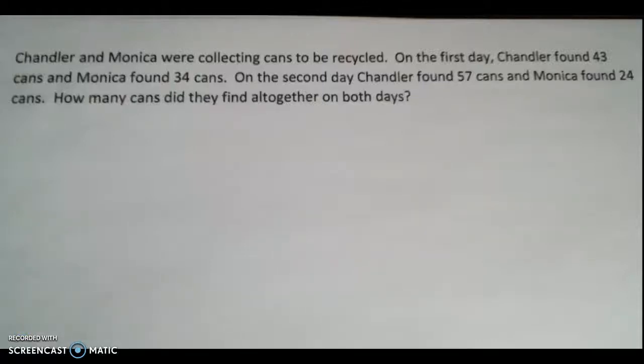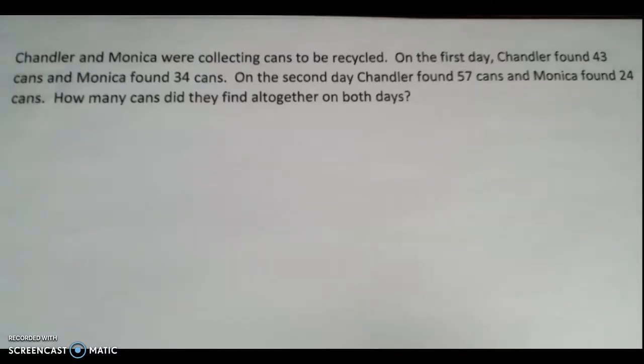Welcome back, second grade mathematicians. Today we are going to work on adding up to four two-digit numbers. Today we are going to use the break apart with expanded form strategy. So let's go ahead and read our math sentence first.